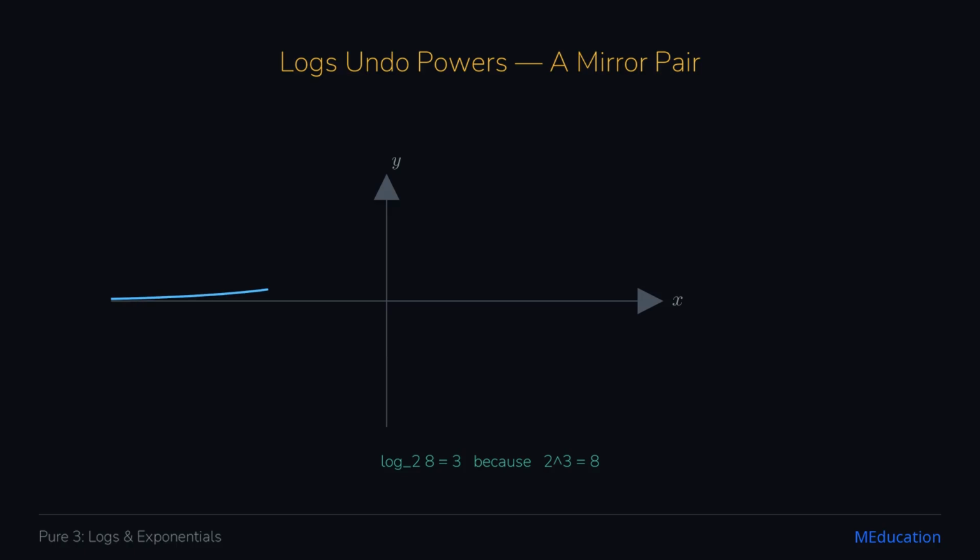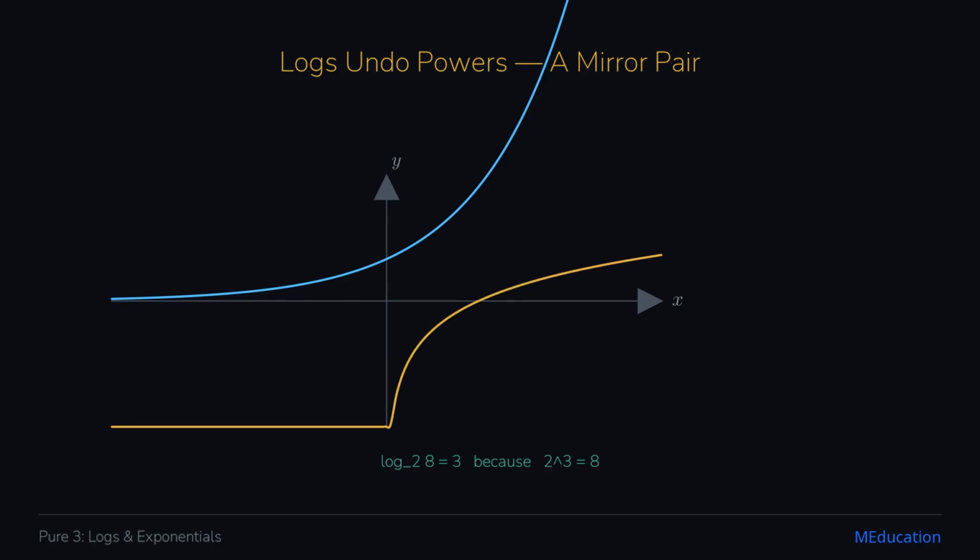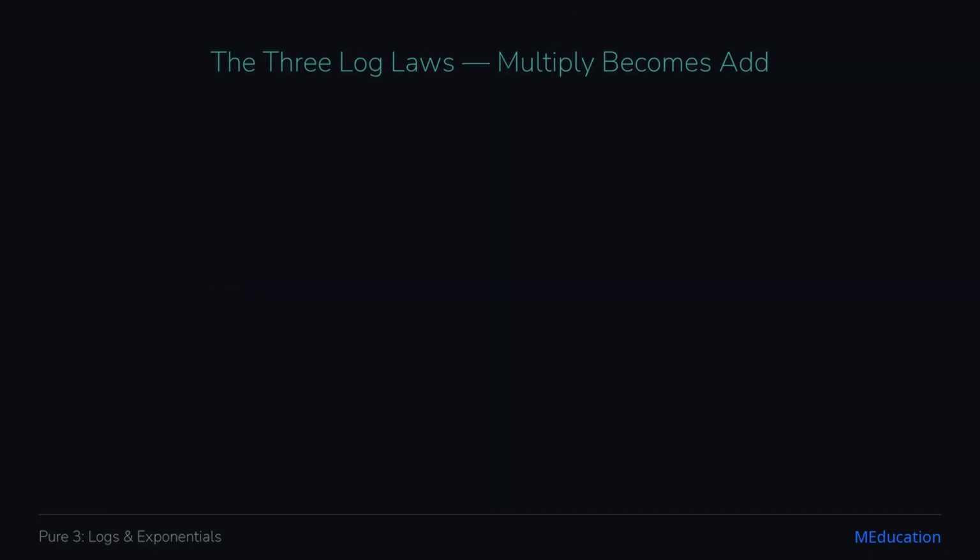Because they undo each other, their graphs are mirror images in the line y equals x. The exponential rockets upward, never touching 0 from above. The logarithm is that same curve tipped on its side, creeping rightward, never touching its vertical wall. Each one's domain is the other one's range. A perfect reflection.